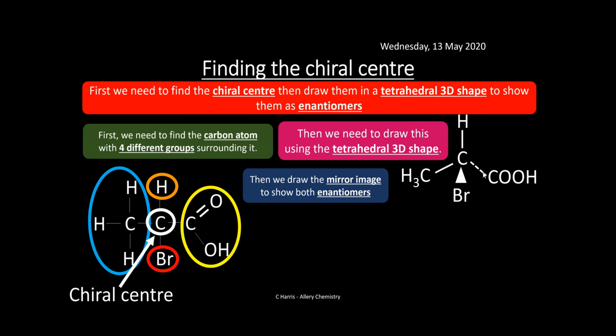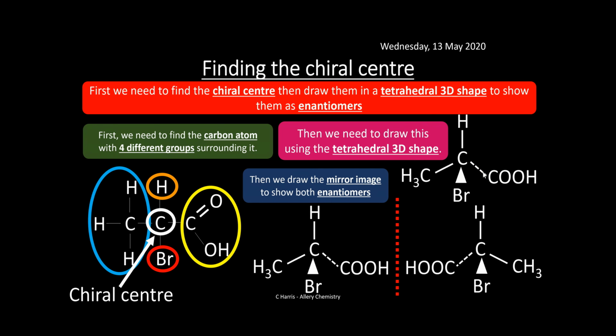Then we draw the mirror image and we show both enantiomers. So there they are, those are both enantiomers. You can see we've got our mirror line down here, and we can see that these are a mirror image of each other, so perfectly. So these are enantiomers of each other.